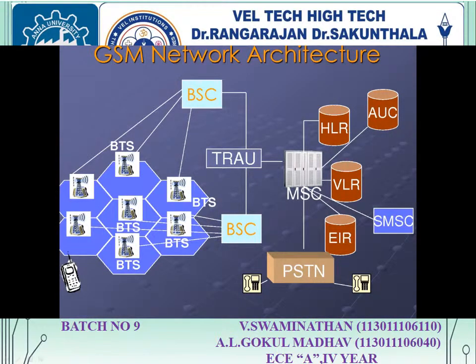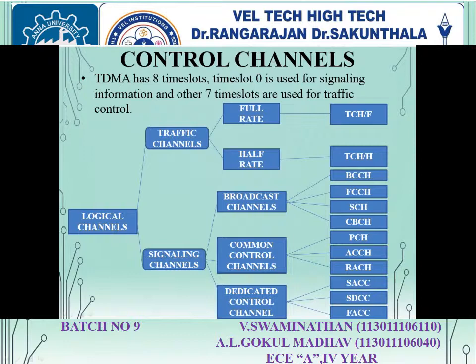GSM network architecture consists of the mobile station, BTS, base station system, and BSC. Many BTS are controlled by one BSC. TRAU is a transcoder between BTS and MSC. Many BSCs are controlled by one MSC. AUC means authentication center, which authenticates the customer. VLR is the visitor location register, and EIR is the equipment identity register. HLR has home customers' details, and VLR has visitor customers' details. These are the control channels. Various control channels are used in time-division TDMA.